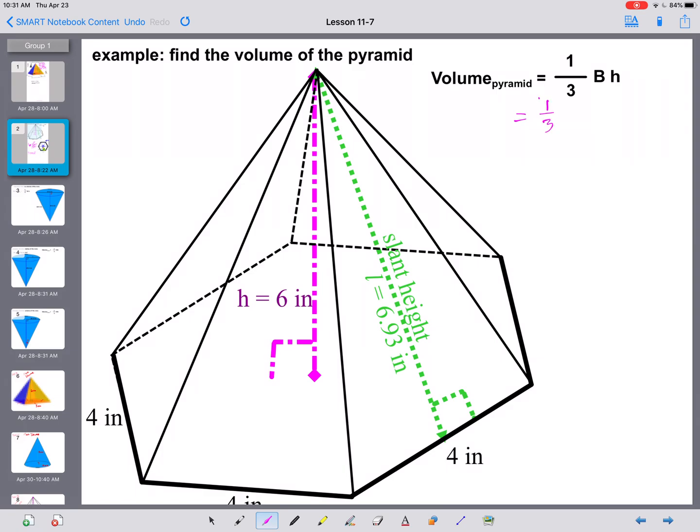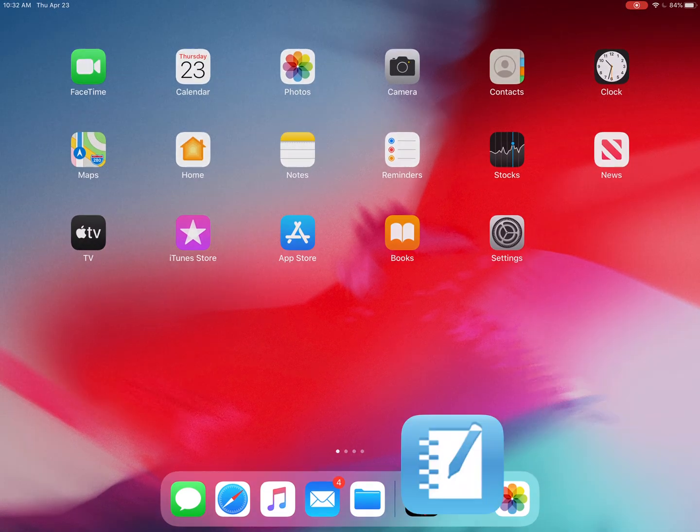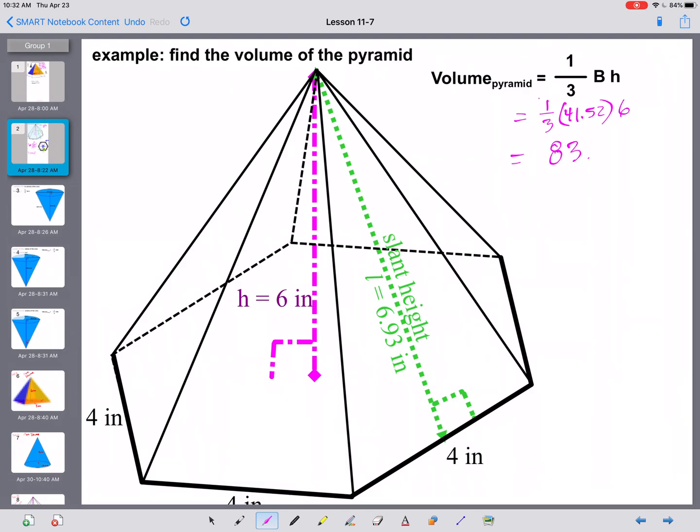1/3. Capital B is area of the base, 41.52. We got that. And the height right down the middle, that's 6. There it is. 1/3, 41.52 times 6. Now watch how I do this. Parentheses 1 divided by 3. That's how I do it. Then I got times 41.52 times the height right down the middle. I always put the 1/3 in parentheses. 1/3 base area times the height right down the middle. That's going to be our pyramid volume, 83.04.